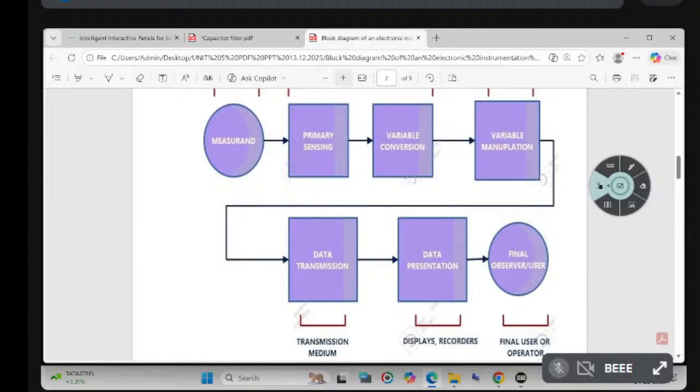Data presentation means displaying and recording. What is meant by data presentation? We have to display and record the result. Displaying the result or recording the result is called data presentation.